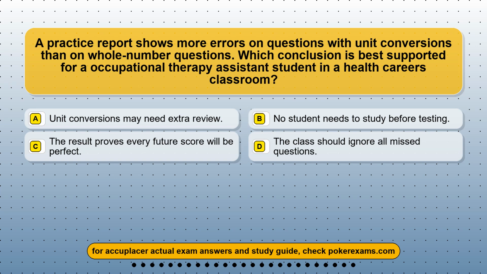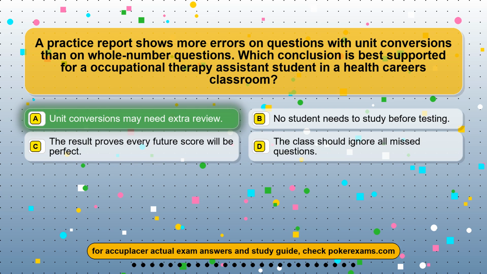Question 9. A practice report shows more errors on questions with unit conversions than on whole-number questions. Which conclusion is best supported for an occupational therapy assistant student in a health careers classroom? Option A, unit conversions may need extra review. Option B, no student needs to study before testing. Option C, the result proves every future score will be perfect. Option D, the class should ignore all missed questions.